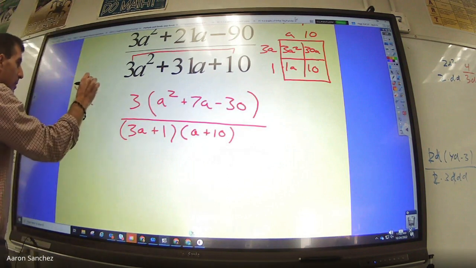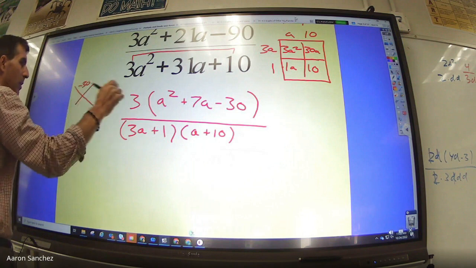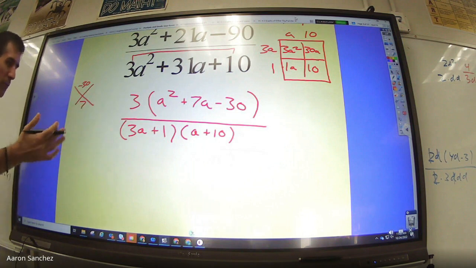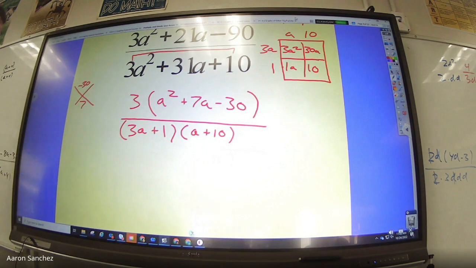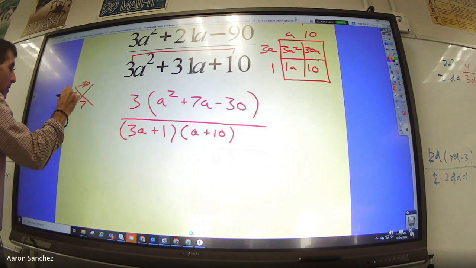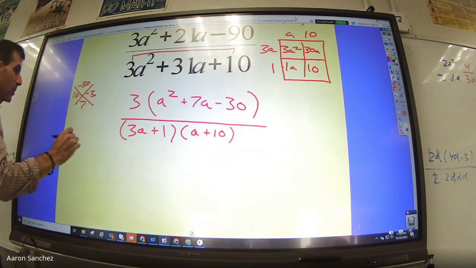I got negative 30 and 7. See, all you have to do is start factoring it. You know, you got to do a lot of factoring. It's kind of a pain, but once you do that, it ends up being easy. Is that factorable? What times what equals negative 30 and adds to 7? 10 and negative 3.